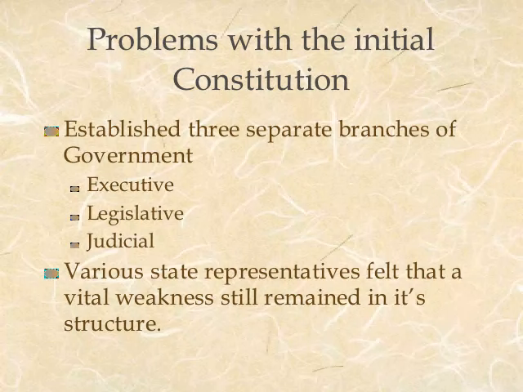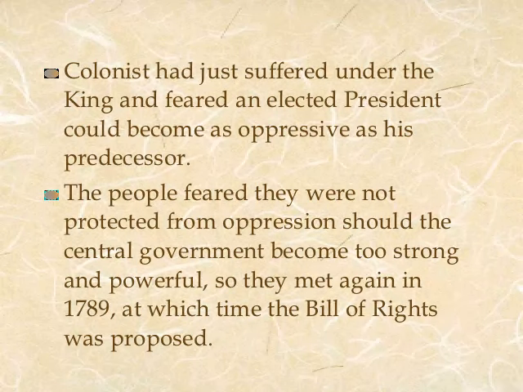initial Constitution: it established three separate branches of government: executive, legislative, and judicial. But the state representatives felt that there was a vital weakness that still remained in its structure. Now, colonists had just suffered under the king and feared that an elected president could also become as oppressive as the predecessor. They were wondering, who's this president guy? Could he become a dictator?